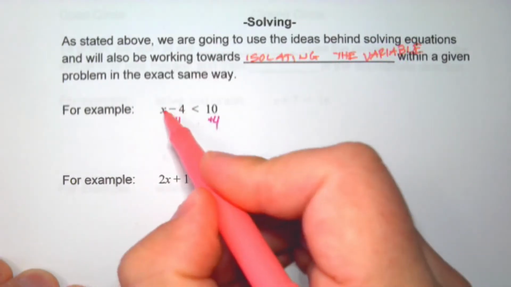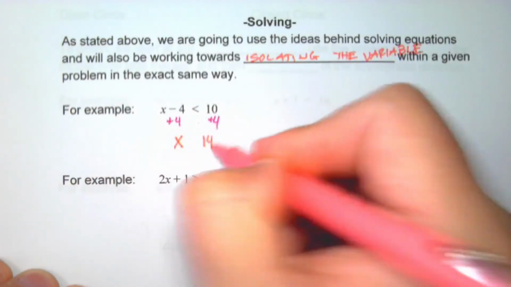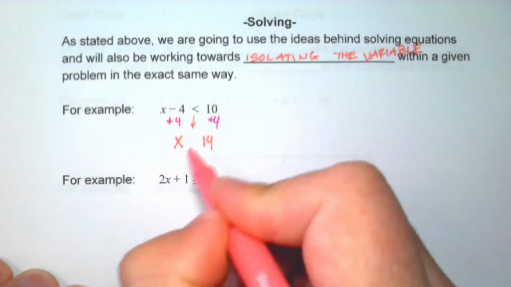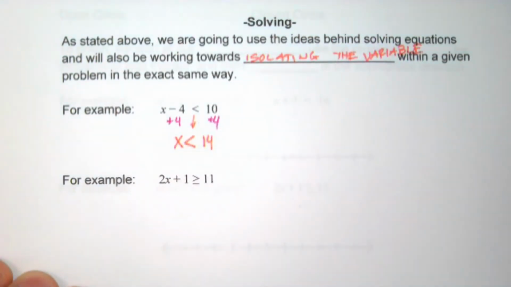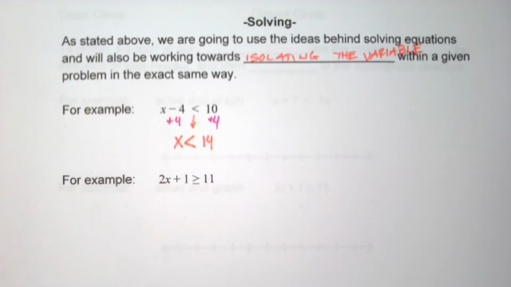4's will cancel, so that leaves just the x. 10 plus 4 is 14. And then whatever that symbol was, it just comes straight down and maintains that same direction, giving us x is less than 14. Now, what does that really mean as far as an answer? We'll see that more on the next page.